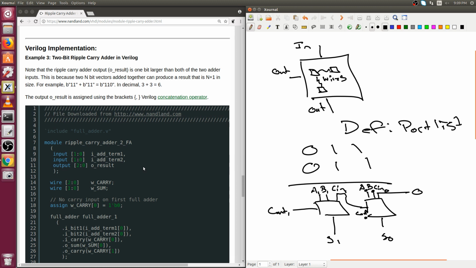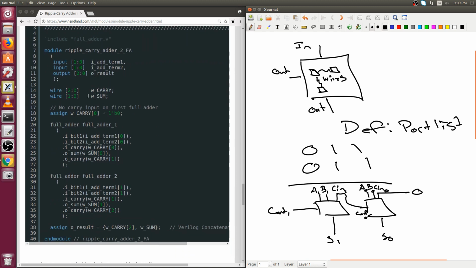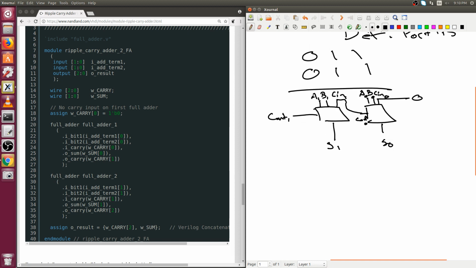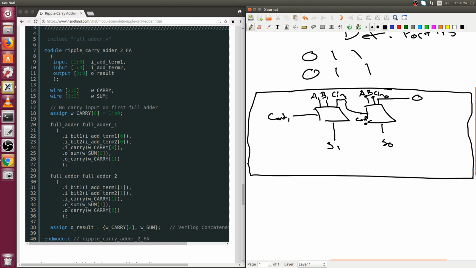This is VHDL. So what we basically do is we define wires for our carries and wires for our sums, because that's internal to this big circuit. So we can think of here's our module that is ripple carry adder 2FA. So this big box right here.